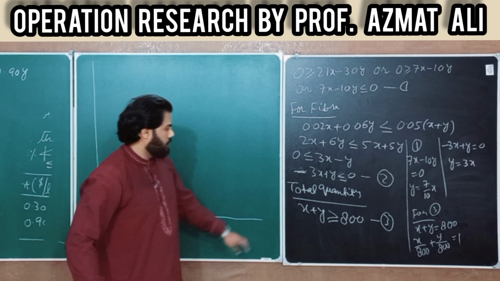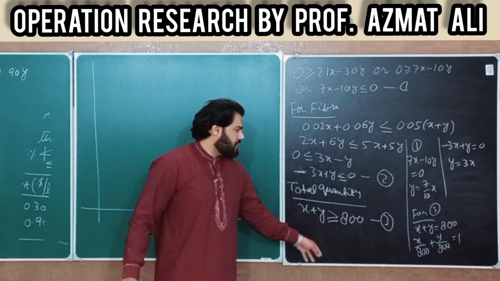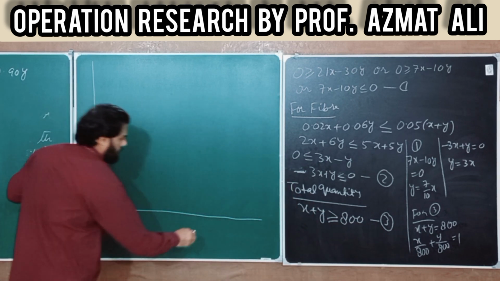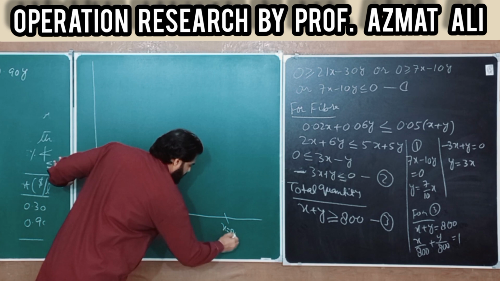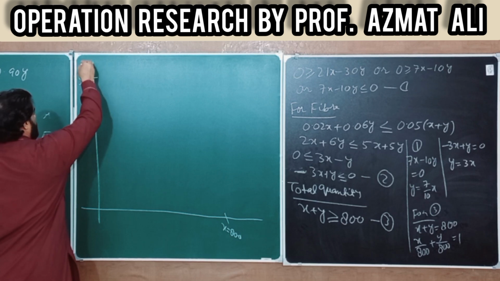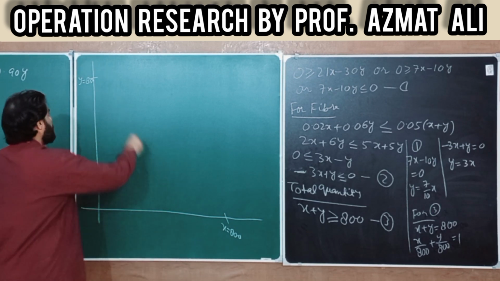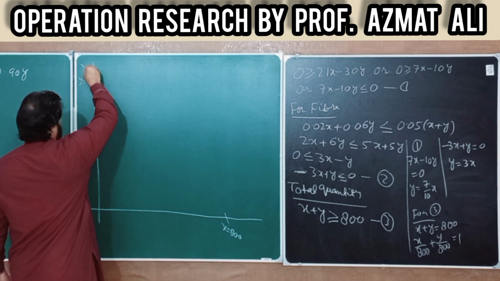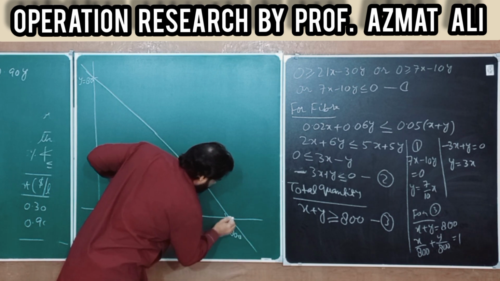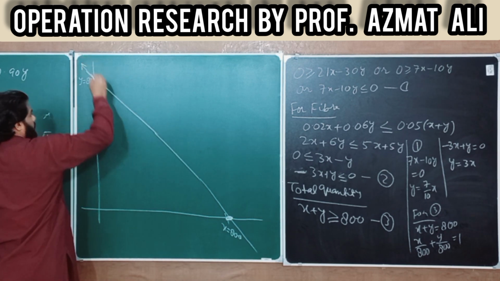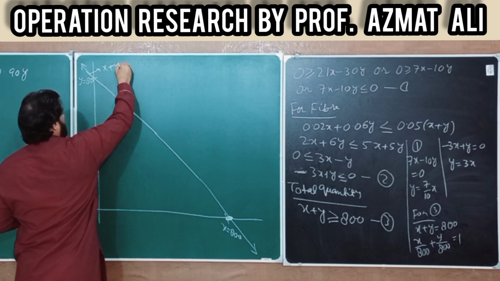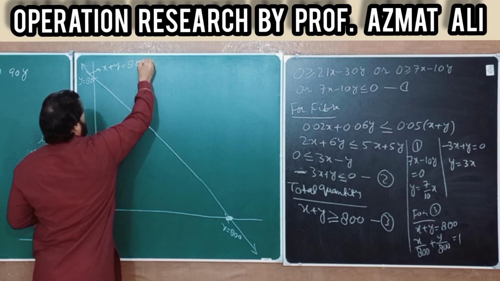Firstly, I draw a graph of this inequality 3. Its associated equation is x plus y equal to 800, whose x-intercept and y-intercept are 800 and 800. Suppose this is x equal to 800 and this is also y equal to 800. So by joining these two values of x and y, this is the graph of the straight line x plus y is equal to 800.